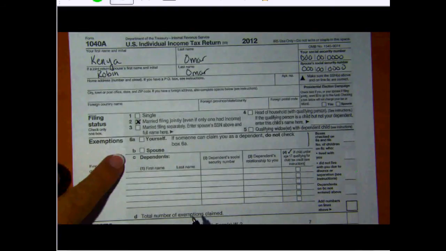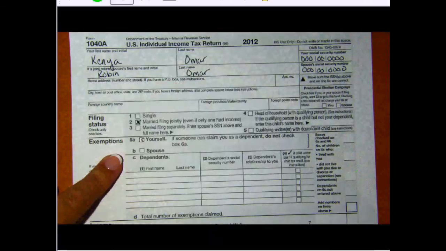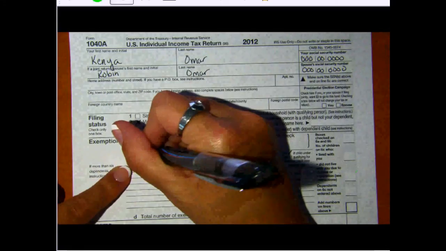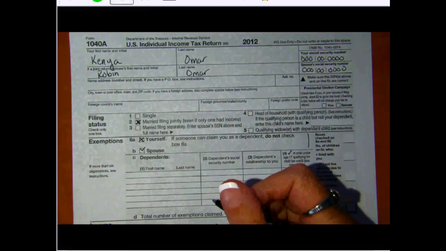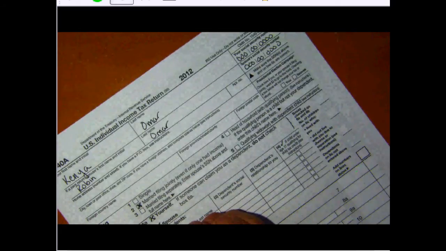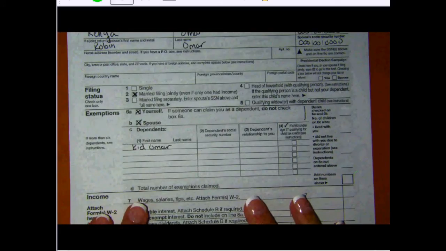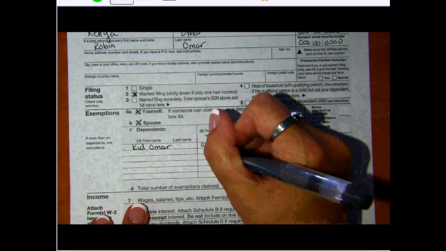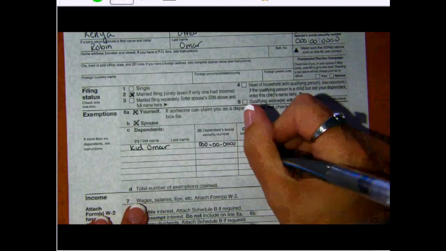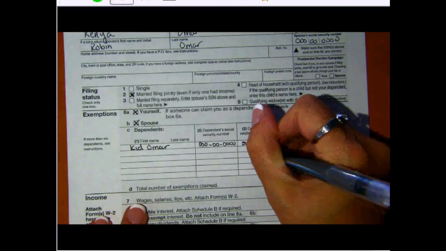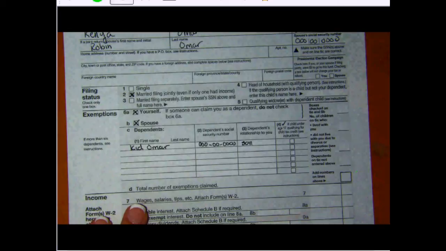Exemptions. You always claim yourself. If you're filing together, you claim your spouse. And then they have one kid. That child's name goes here. Their child's name is Kid because they weren't very creative. That child's social security number goes there. We'll just say it's a son, daughter, whichever.